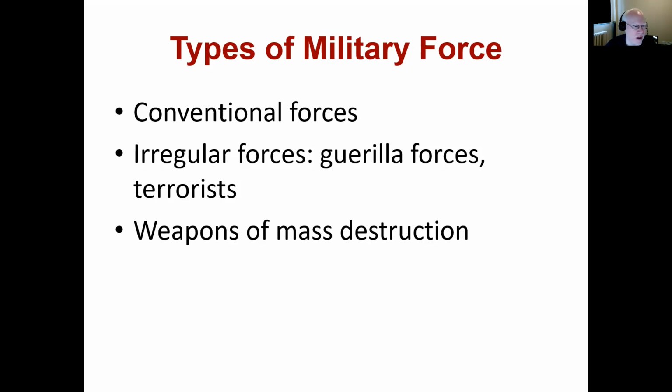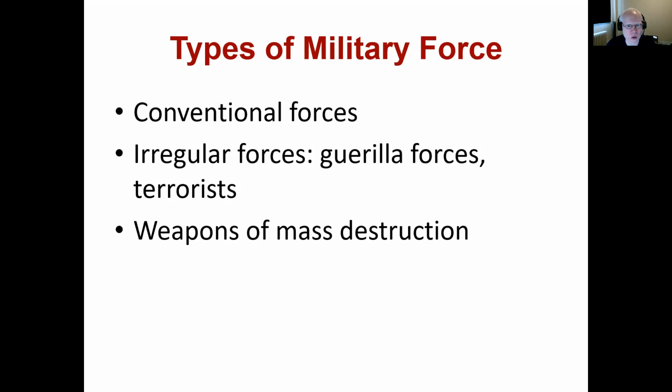When we're talking irregular forces, either guerrilla or terrorists, usually we're talking about non-state actors, so not states themselves, but groups that are either fighting a civil war against a state, or are engaged in some form of insurgency even against a different state. But here we're usually not talking about government forces, but non-government forces. And then weapons of mass destruction could be deployed by either government forces or non-government forces, although in general, weapons of mass destruction have largely been restricted to the ranks of government, so we'll talk a little bit about those.